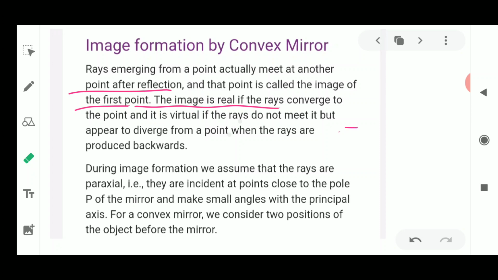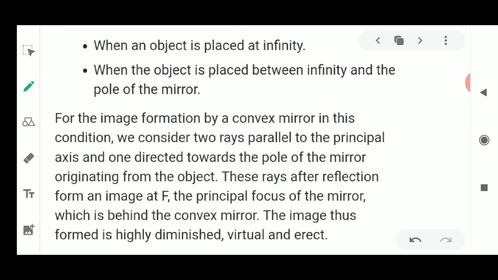Next, during image formation, we assume that the rays are paraxial, that is, the incident rays are at points close to the pole of the mirror and make a small angle with the principal axis. For the convex mirror, we consider two positions of the object before the mirror. In the case of a concave mirror, there were a number of places where we kept the object, but in the case of a convex mirror, only two positions of the object will be studied.